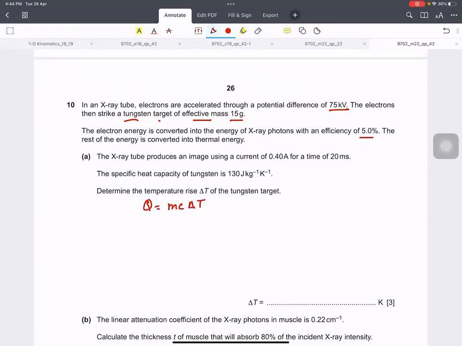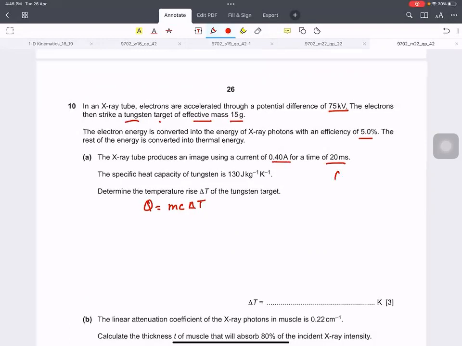Now we have to find how much energy came in. We have the time, we have the current. So what do you do? Energy will be equal to VIt. Is the potential given or not? I don't think there is any potential, right? Yeah, 75 kilovolts. Ah, yes.